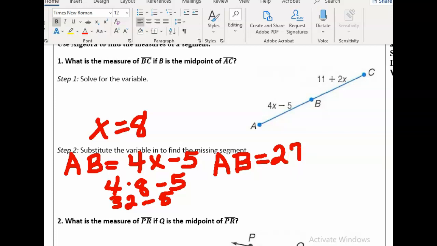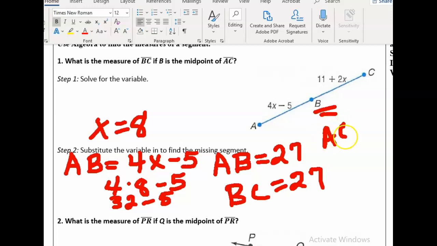What's the measure of BC? Well, since point B is the midpoint, remember that they are the same. So the distance from A to B is 27, distance from B to C is 27. So therefore, they are the same. Now, what's the measure of AC? Well, AC, we can get that one of two ways. We could add those two together, or we could multiply times 2. Multiply times 2, 27 times 2. And we get that AC is 54.